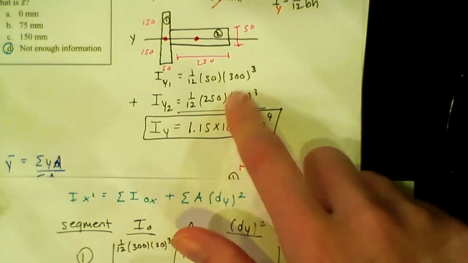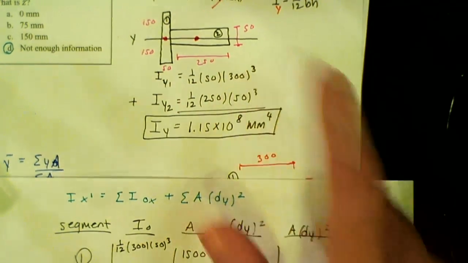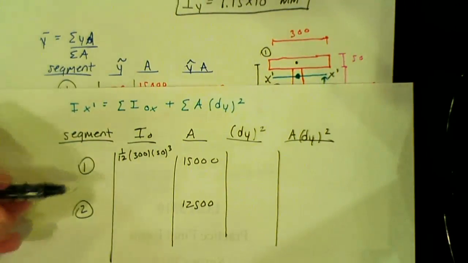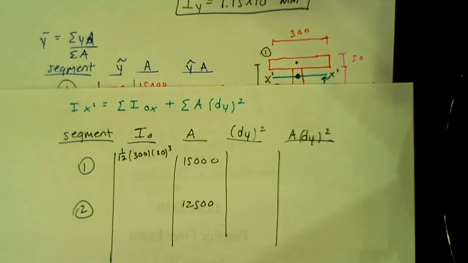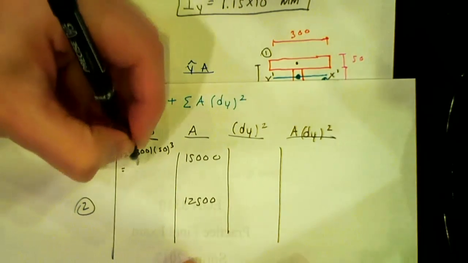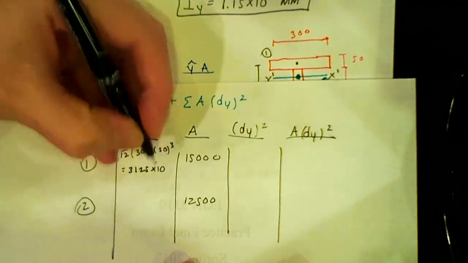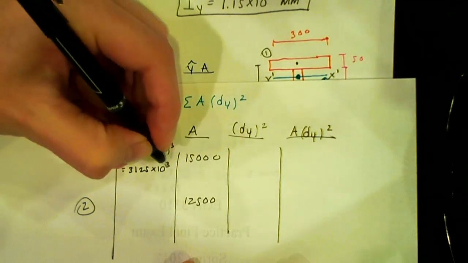So going back up here, for my Iy, my base was 50, my height was 300. Now, my base is 300, my height is 50. So this gives me a large number, 3125 times 10 to the 3.